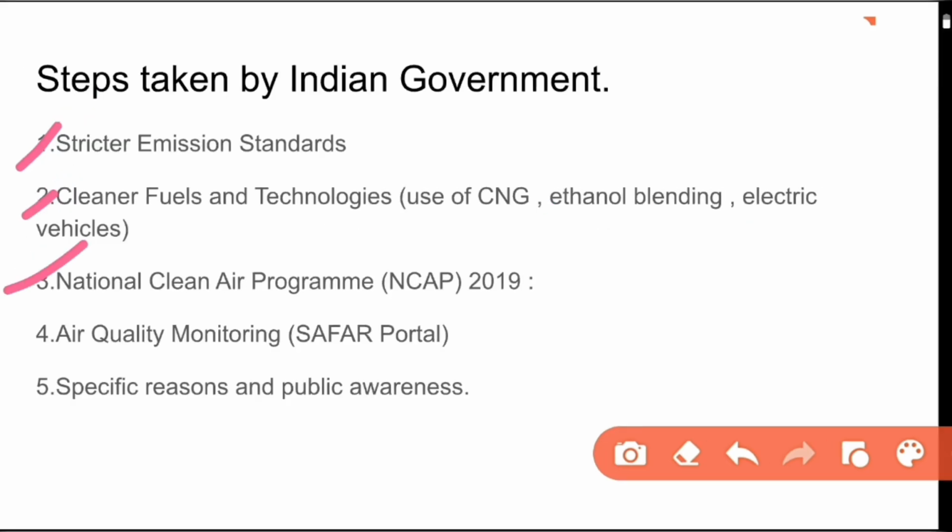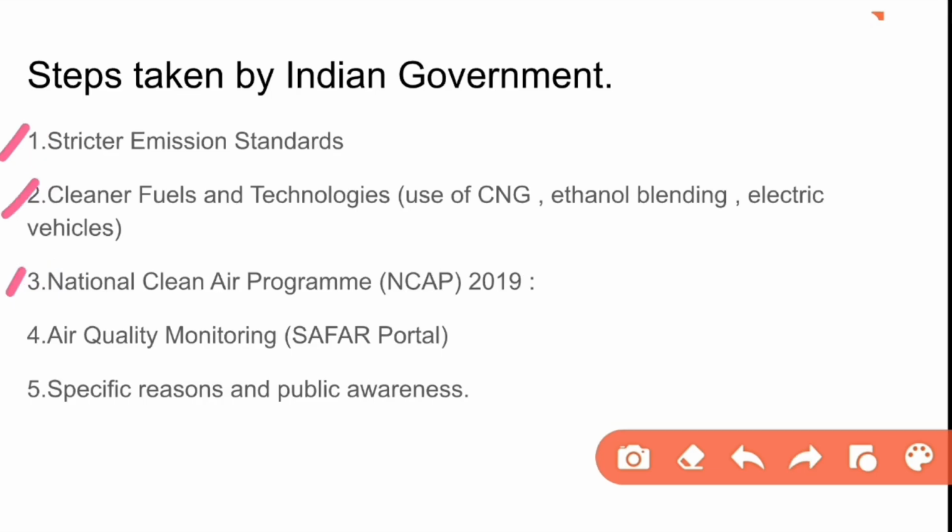The 2019 National Clean Air Program. The goal of this program is to reduce particulate matter or suspended matter in the air by up to 40% by 2025. Another step is air quality monitoring. In this case, one portal has been launched, the SAFAR portal. You can search the air quality of any place in this portal.